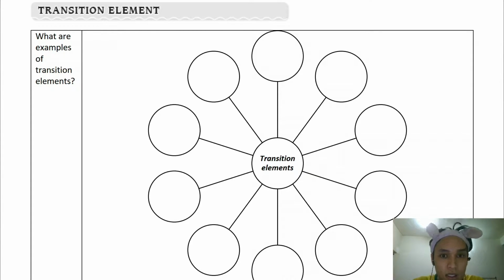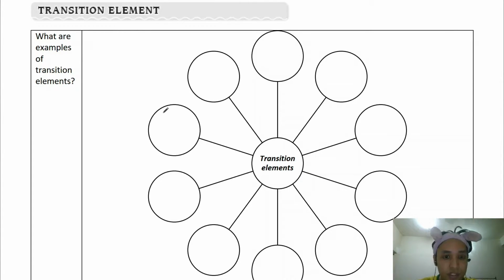Alright. Last part of your chemistry, chapter 4, transition elements. So this part is a very short part. You're not going to learn in detail about your transition elements, just a few what they call physical properties, and then that will be it.